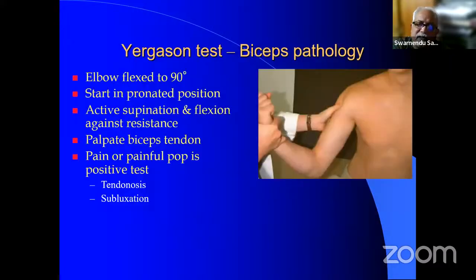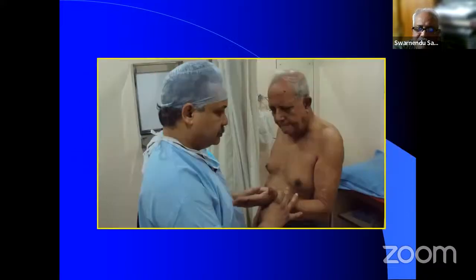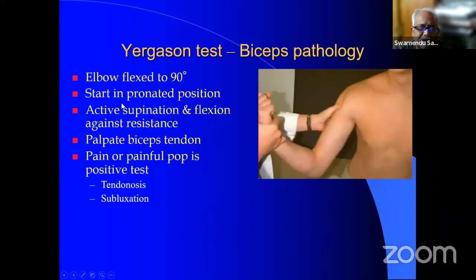Then for the biceps, you can do the Yergason test. This is the way how you do it. Elbow is flexed at 90 degree. Start in the pronated position, because you know the biceps works both ways. It has got two functions. One is it is a flexor and also it is a supinator. So active supination and flexion against resistance.